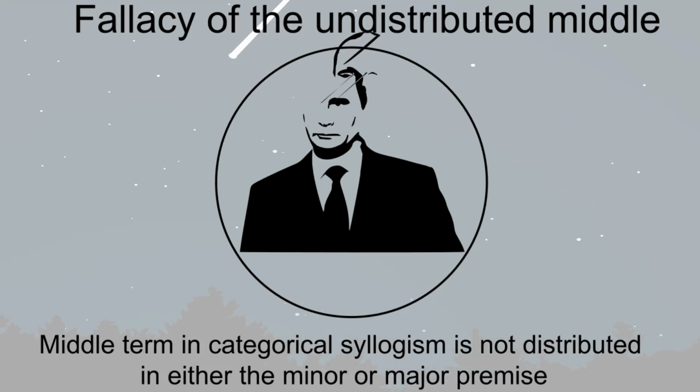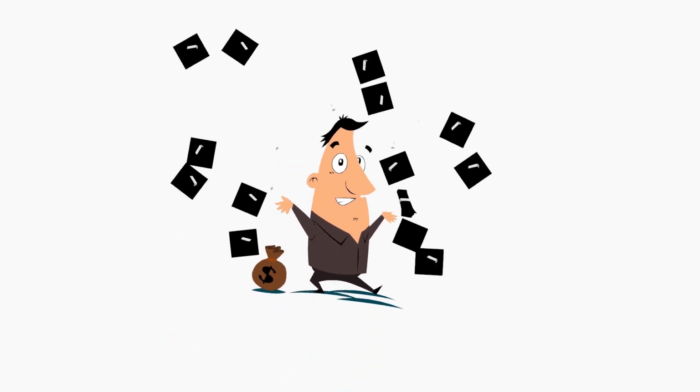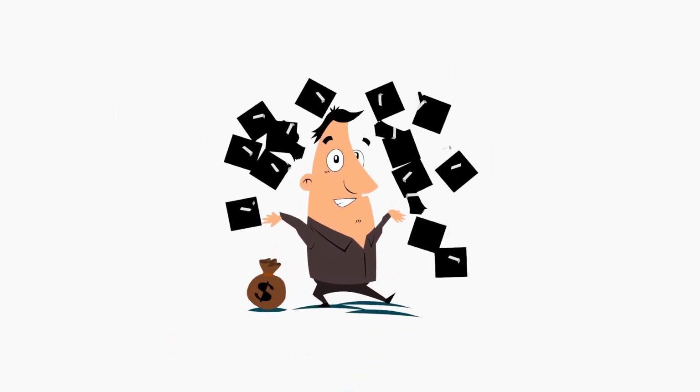Fallacy of undistributed middle. The middle term in a categorical syllogism is not distributed in either the minor or the major premise. Example, all rich people drive cars. He drives a car, so he must be rich.